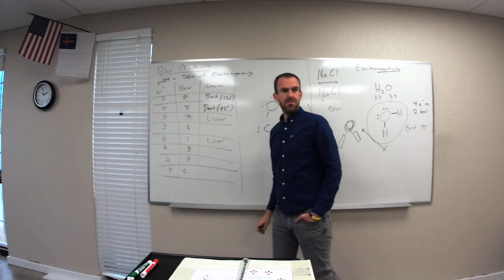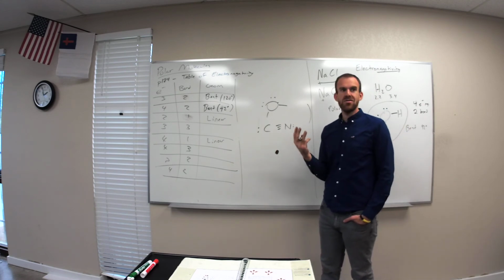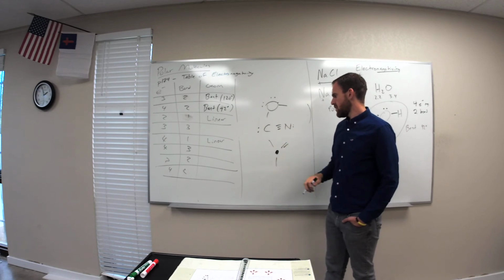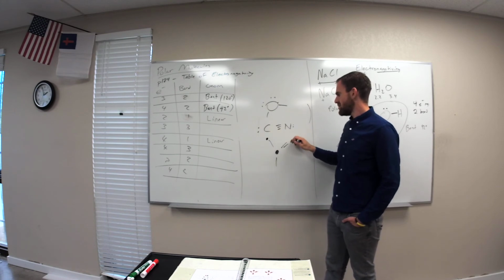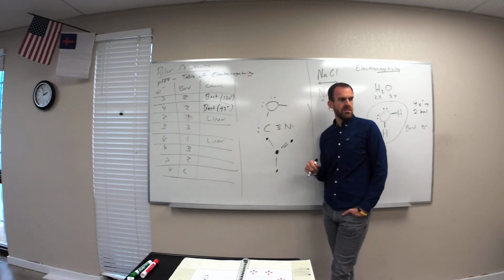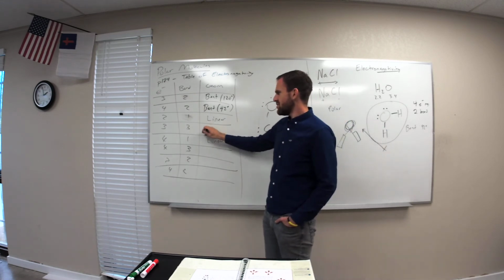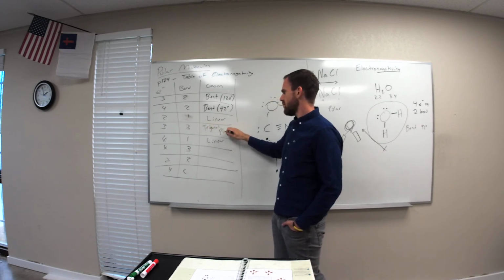Now you have 3 and 3. So you have your central atom here. You have 3 electron regions, but they're all bonds. Is that last one 4 too? Yeah. So what is this one? There's 3 things. So trigonal planar.